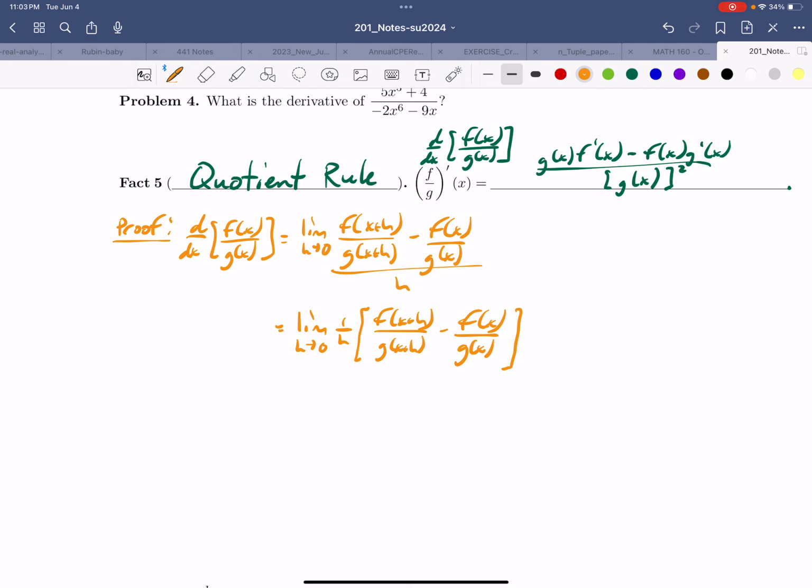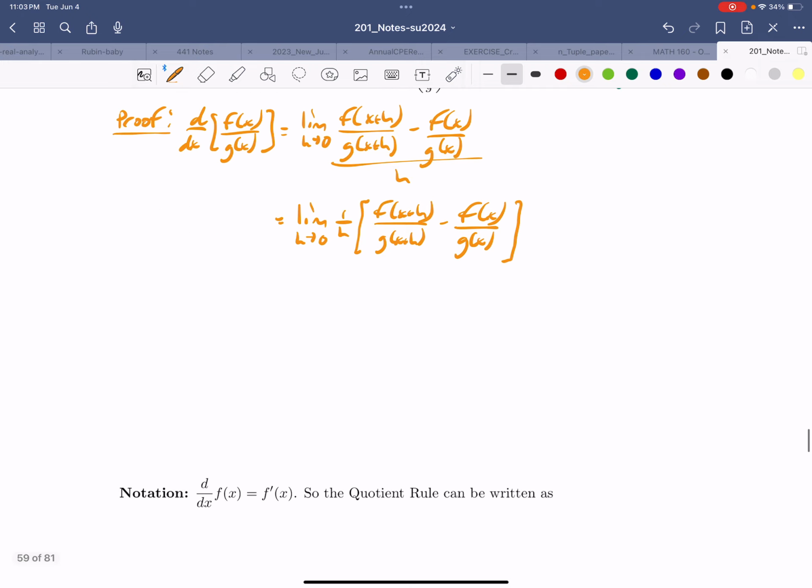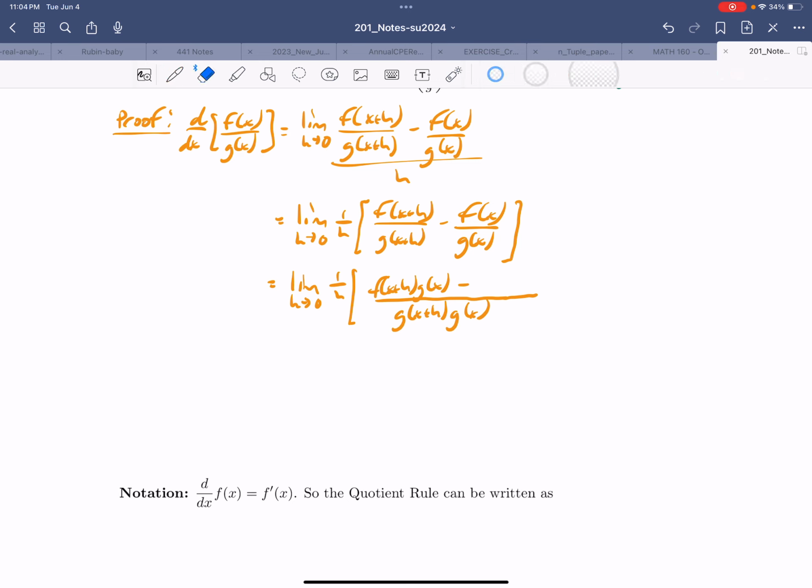Okay. Now, at this point, what are we doing? Well, what do you think? We have a fraction minus a fraction. Use a common denominator, right? So when we do that, we're going to keep the 1 over h down here. Make this nice and big. This is going to have a common denominator of g of x plus h times g of x. And the numerator is going to be f of x plus h, g of x, minus f of x, g of x plus h.